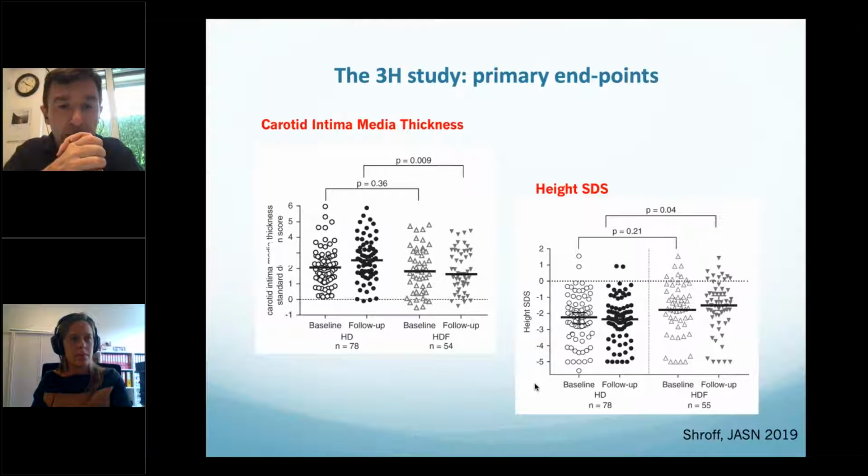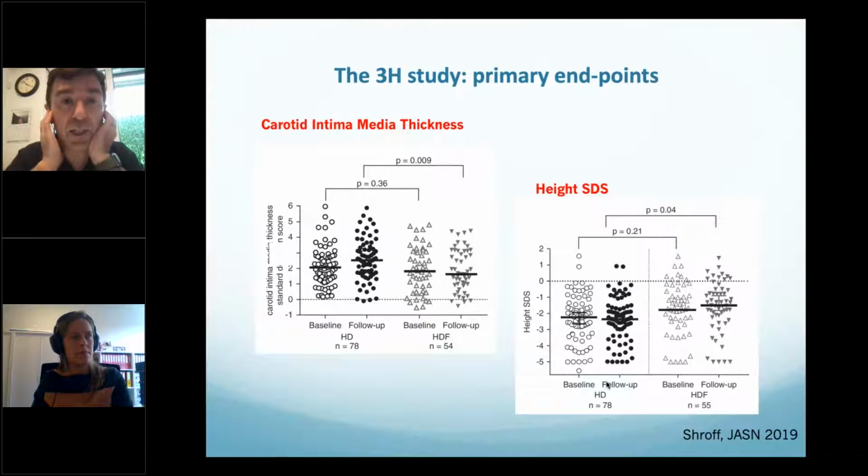After 1 year, the patients treated with HDF had a lower intima media thickness and better height SDS compared with those treated with conventional hemodialysis. So the conclusion is that HDF is associated with better cardiovascular protection and better growth in children.